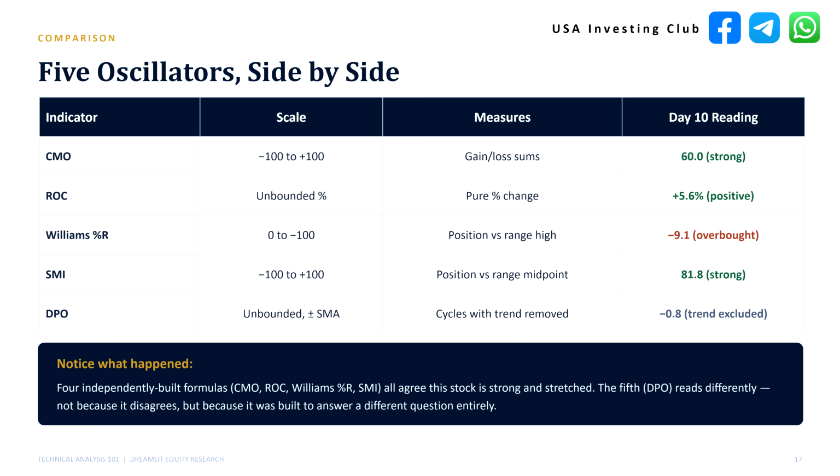Notice what actually happened here. 4 independently built formulas, CMO, ROC, Williams percent R, and SMI, all agree this stock is strong and stretched on day 10. The 5th, DPO, reads differently, not because it disagrees with the other 4, but because it was built from the ground up to answer a completely different question. That distinction is the entire setup for today's strategy spotlight.